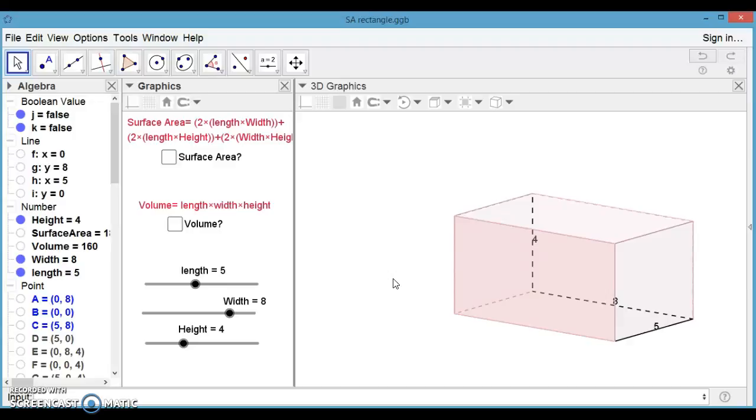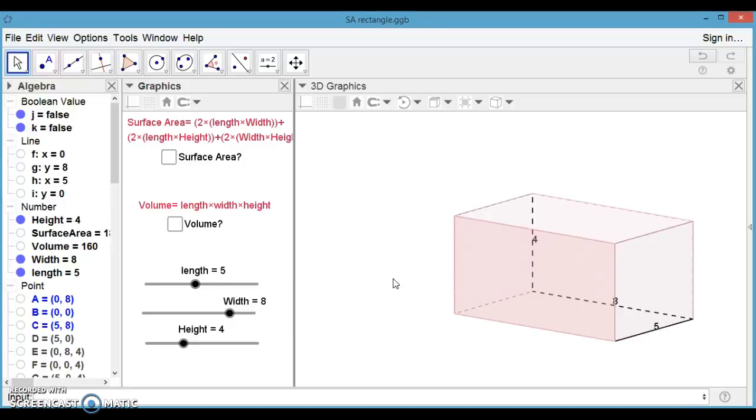Okay, anyway, this is my project for EDP279. That's the first project. So what I did was I made a variety of prisms through GeoGebra. And first I was going to just do surface area.